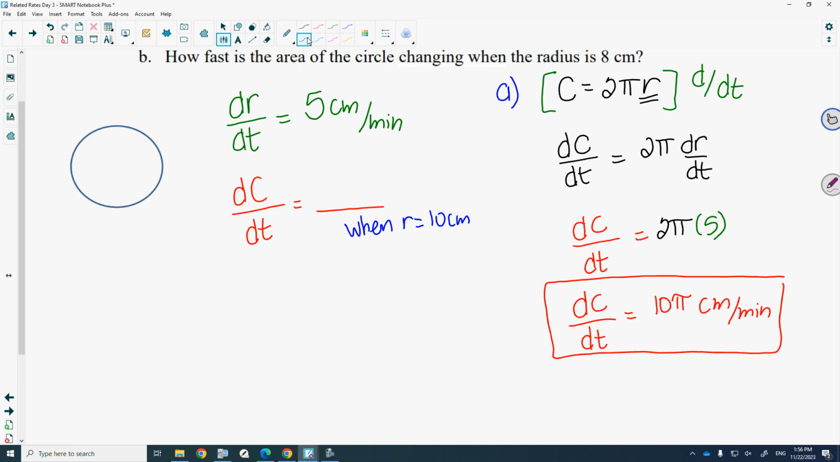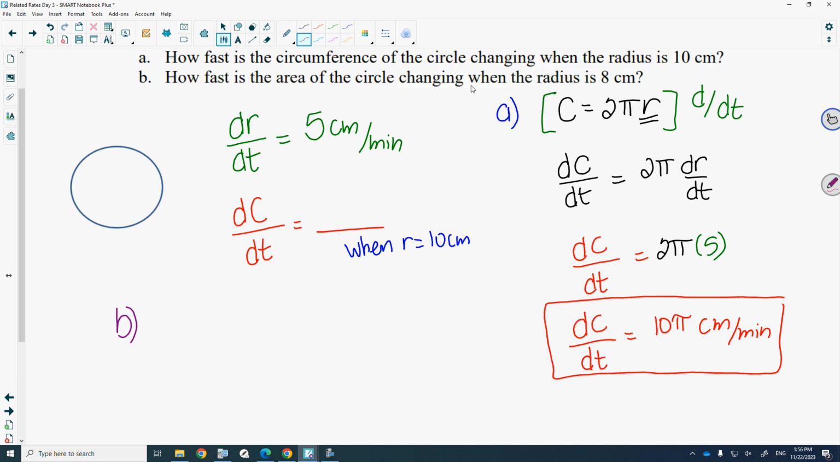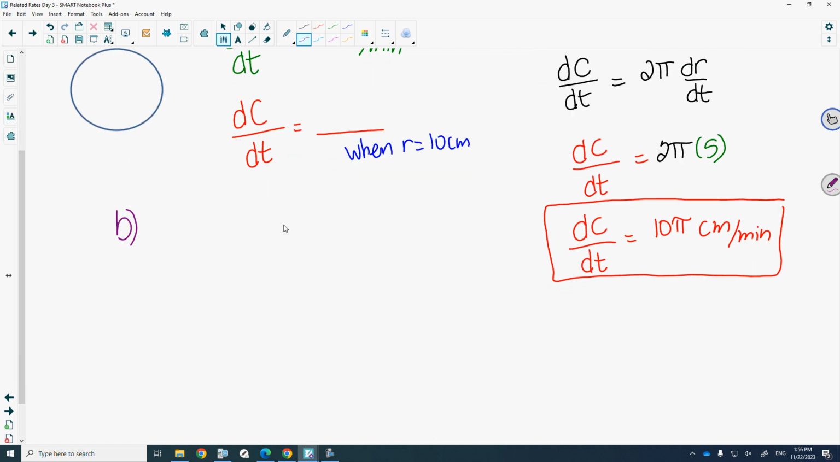Okay, B says, how fast is the area of the circle changing? So they want the rate at which the area is changing. So that would be dA/dt, the rate at which the area of the circle is changing with respect to time. So this is what they're looking for.